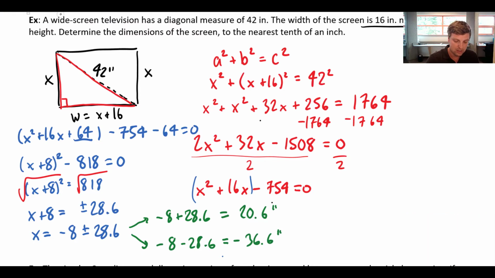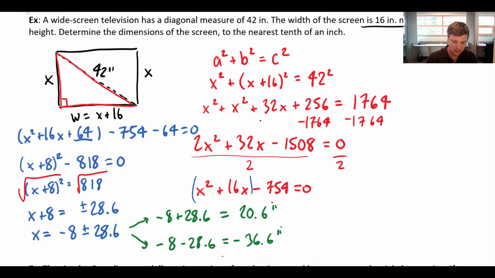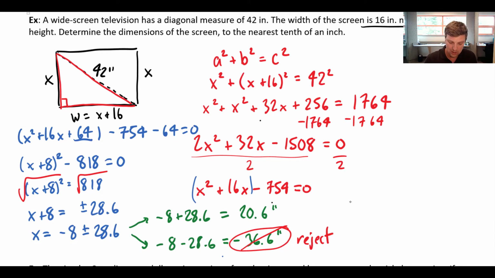Now, this is the point where you look at this and say, okay, I've got two answers for x. But if we stop and think about it, I know I'm old-fashioned, but all the TVs I've ever seen have actual real-world positive dimensions. I can't imagine a TV that has a width of negative anything. I don't even know what that means. So this answer right here, while it did answer my question, doesn't make any sense. And so I'm going to reject that. I figured it out, I calculated it, but it just doesn't work. And so my value for x must be 20.6 inches. So x equals 20.6 inches. And that, of course, is the height.